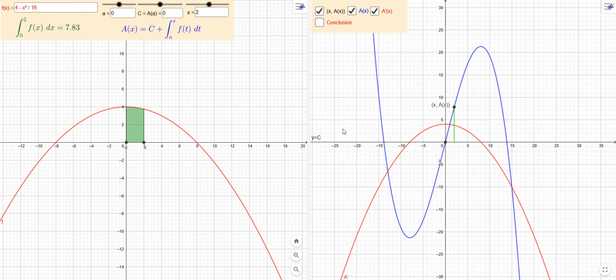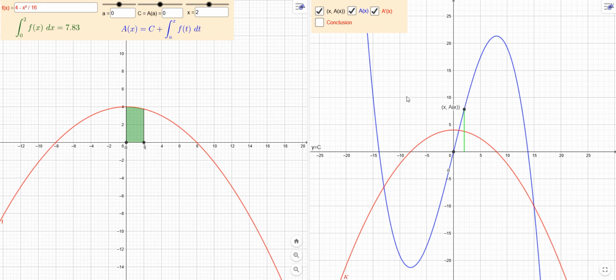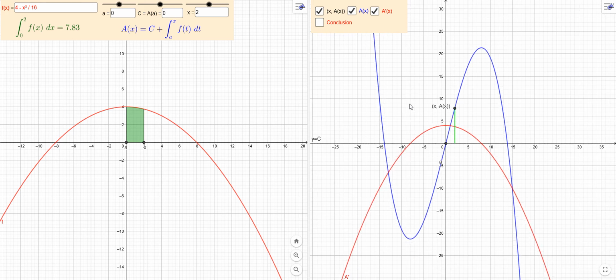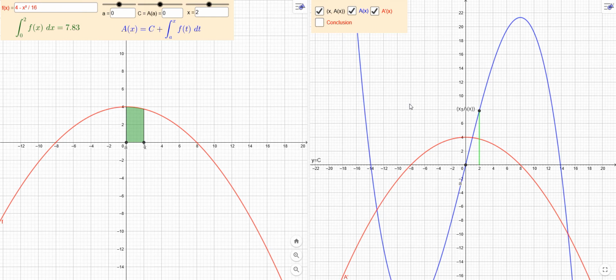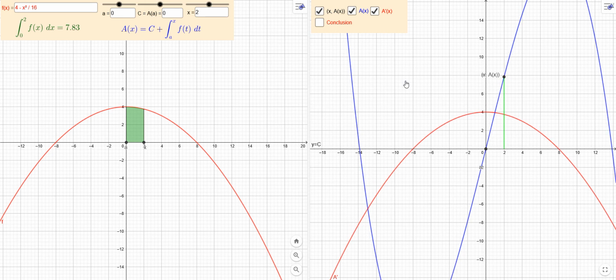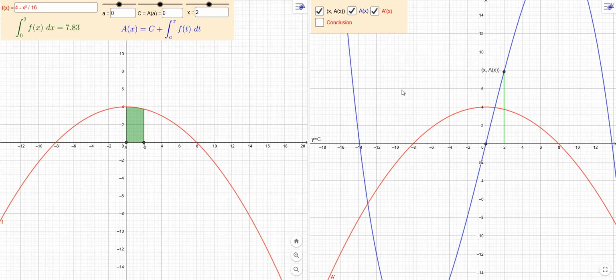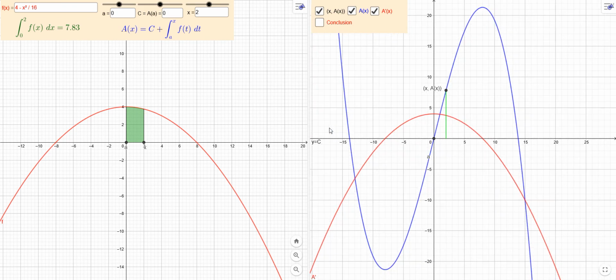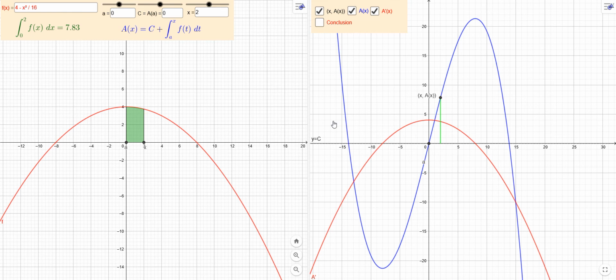Well, I don't necessarily have the scales on these exactly the same, but if I did, we would see that these are exactly the same function. Let's see if I can zoom in towards. That's close. That's close to the same scale there, and you can see these are the same function. Okay, so that's an interesting conclusion that we can reach.